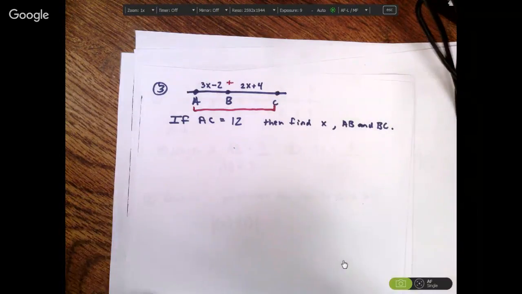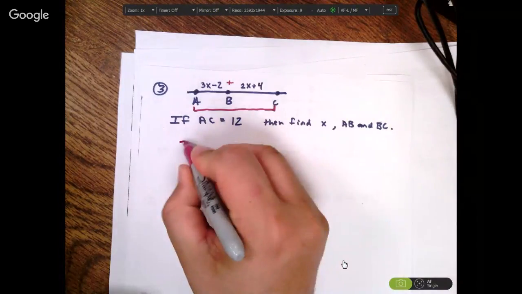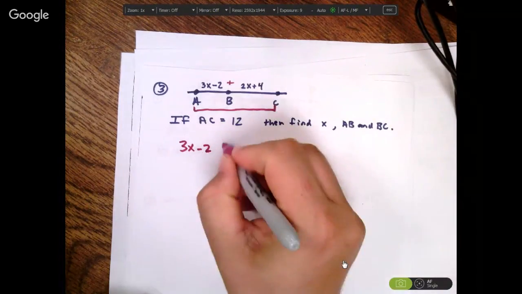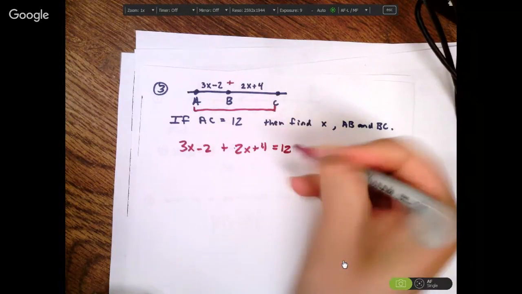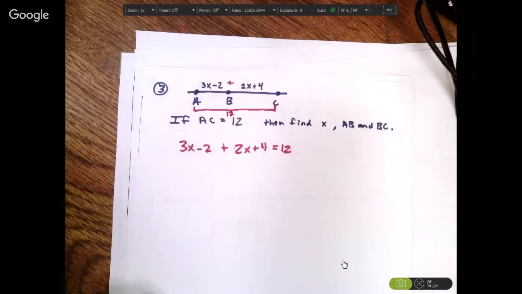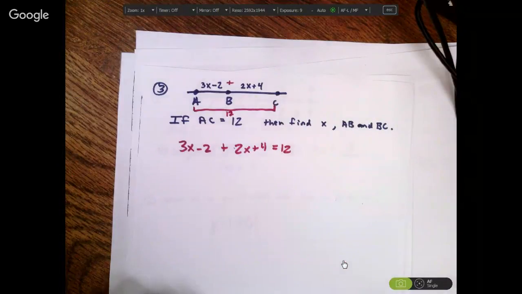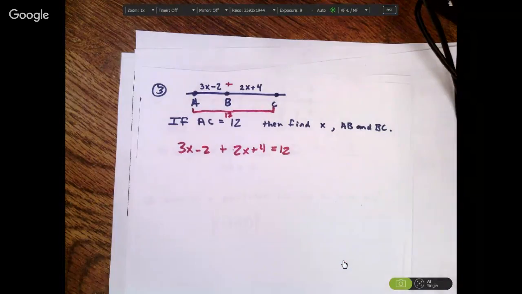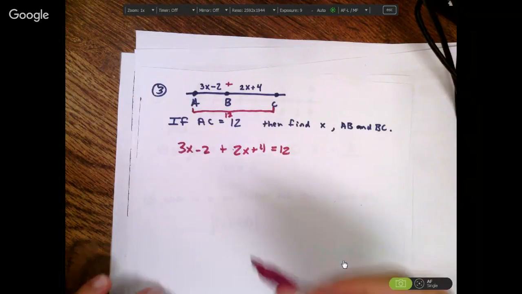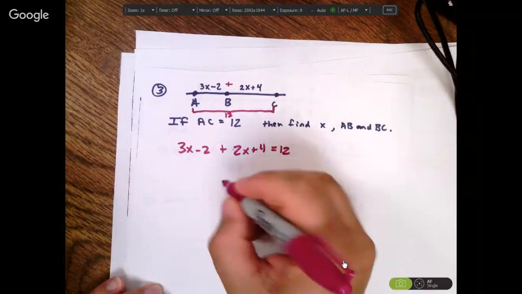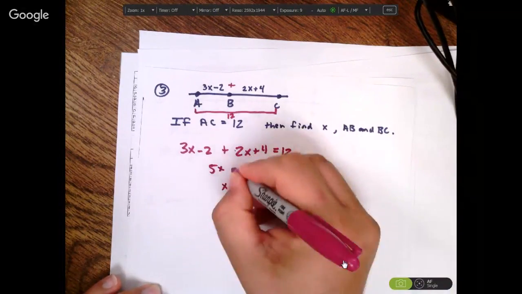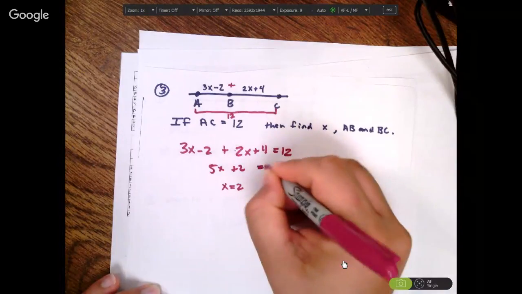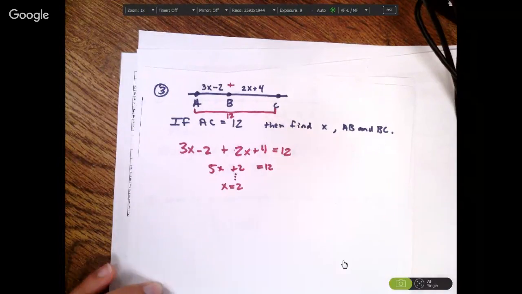You're ahead of me. Okay, so we would say 3x minus 2 plus 2x plus 4 equals 12. Because they told us that this right here is 12. Okay? And if that whole length is 12, then you add those two lengths together. Yeah. Sure. X equals 2. Okay? So we could all see that this is 5x plus 2. And he did some work here. Do I need to show that work?